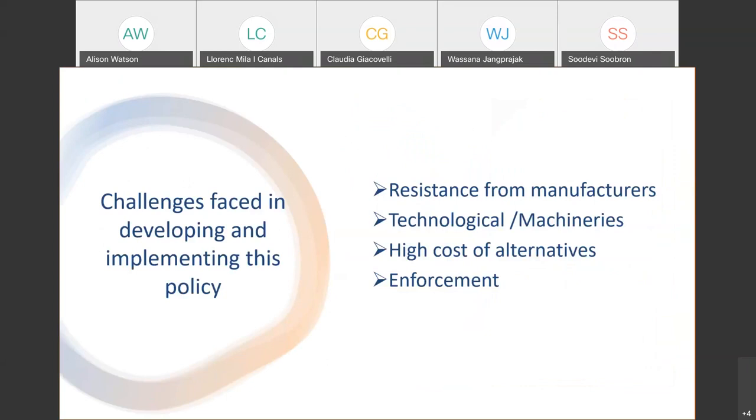Next slide, please. So the challenges faced, we are getting the resistance from manufacturers. We have the technological problem. That is, they say that they are not adapting the machineries to have this product made from biological product. We have the high cost of alternatives, and we are getting some problem with enforcement. We have lack of enforcement because we don't have enough personnel.